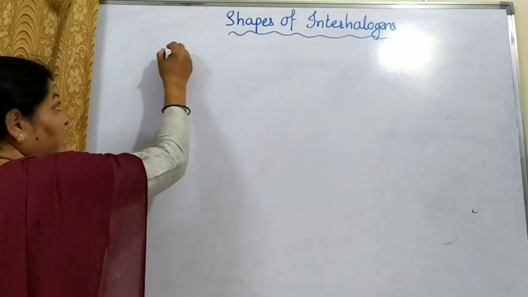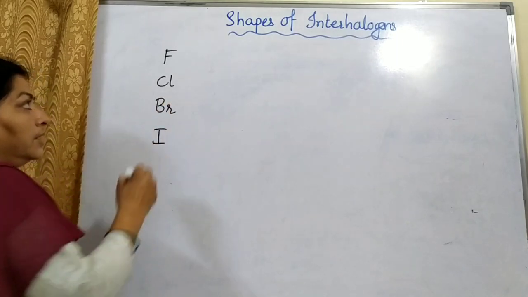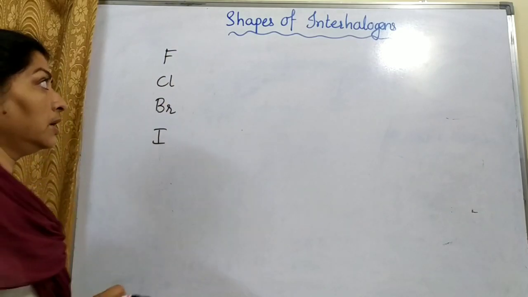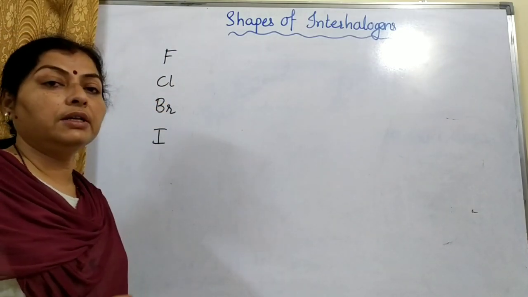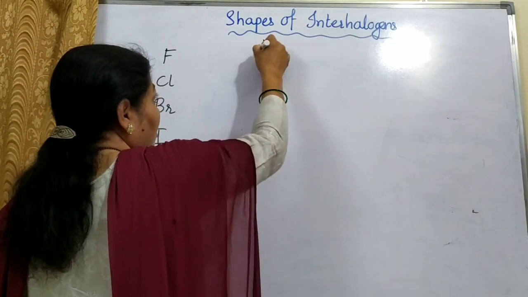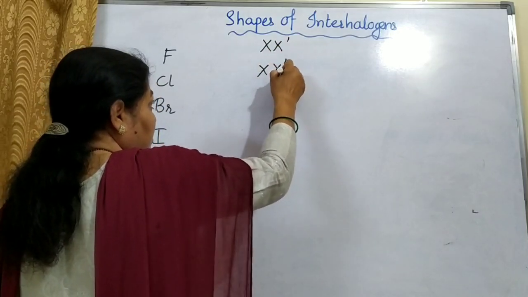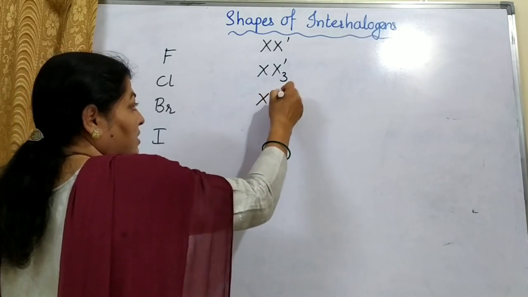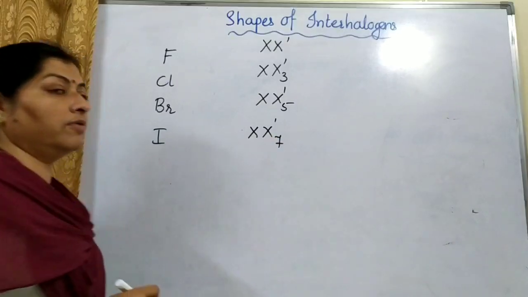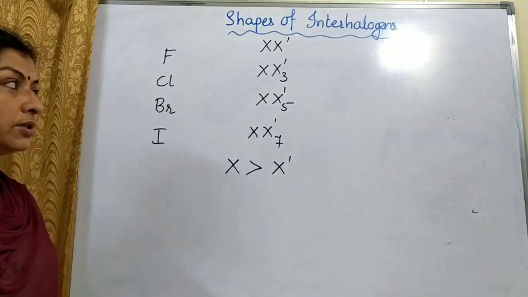So we know that the halogens are fluorine, chlorine, bromine and iodine. Interhalogens are compounds which are formed between two different halogens. Due to the difference in their electronegativity, they will be highly reactive. Now the general formula of interhalogens can be XX', XX'3, XX'5 and XX'7, where X will be greater in size as compared to X'.